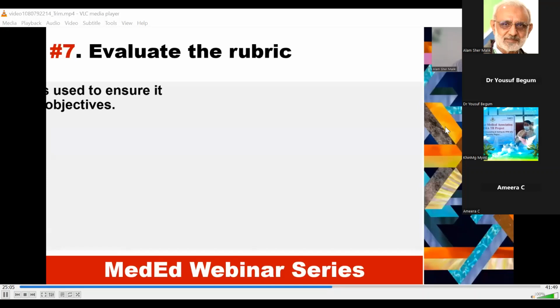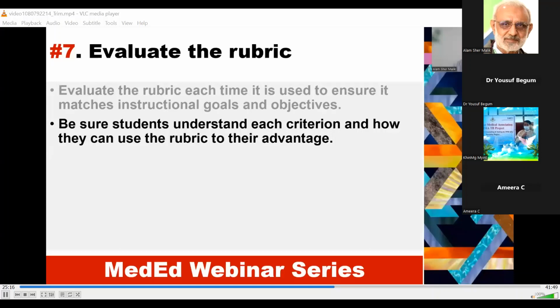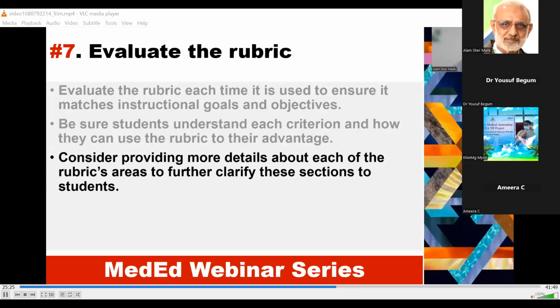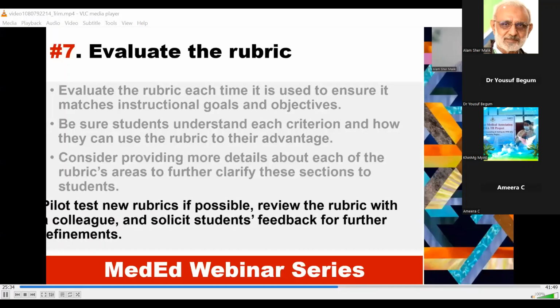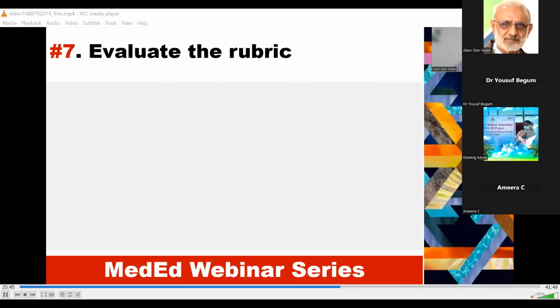Then evaluate the rubric. Evaluate the rubric each time it is used to ensure it matches instructional goals and objectives. Be sure students understand each criterion and how they can use the rubric to their advantage. Consider providing more details about each of the rubric's areas to further clarify these sections to students. Pilot test new rubrics if possible. Review the rubric with a colleague and solicit students' feedback for further refinement.